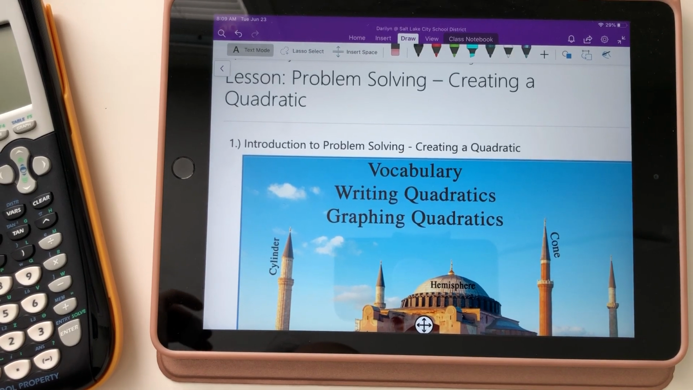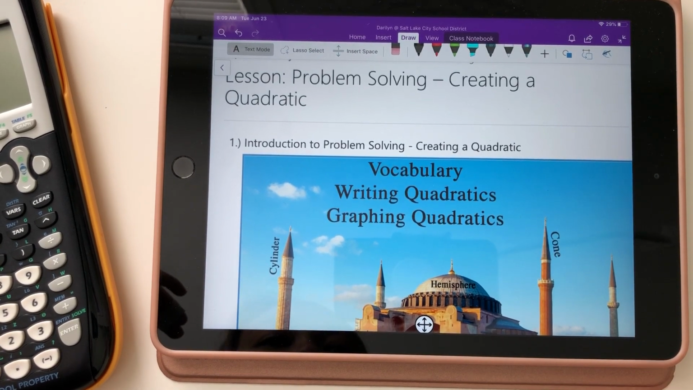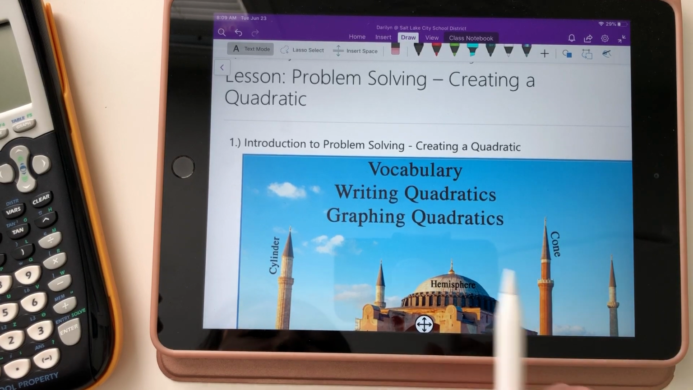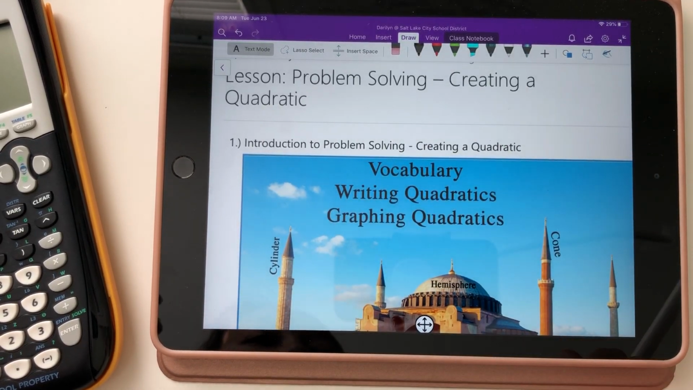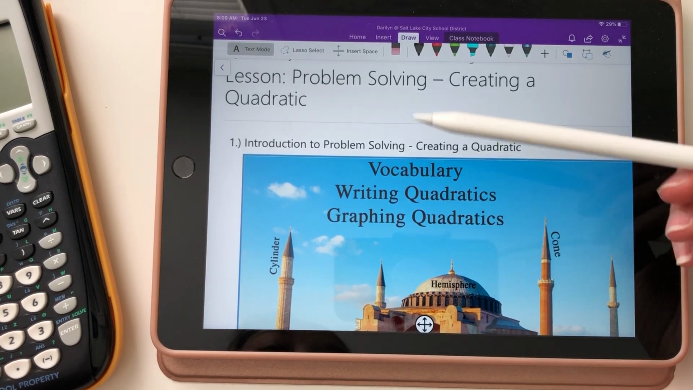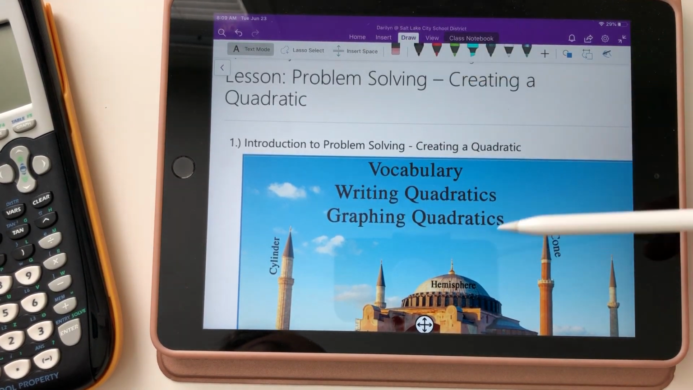All right, welcome back to the second lesson of Term 3, Unit 1. This lesson is on problem solving, creating a quadratic. So remember, a quadratic is going to look like a parabola, so it's going to look like a smiley or it's going to look like a frowny.